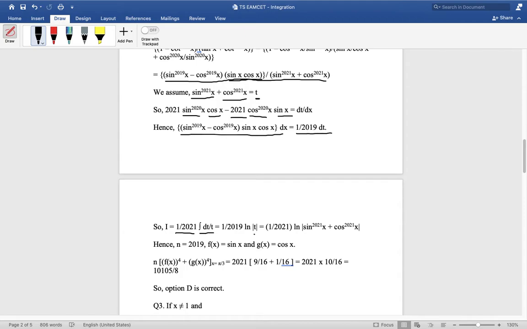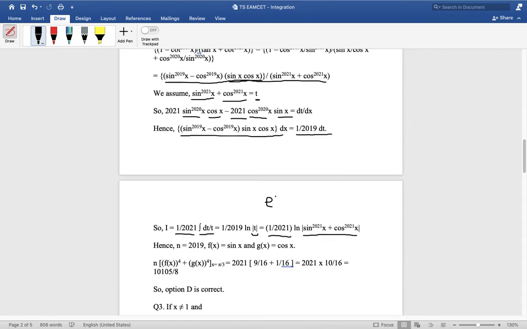When the base is e, you can write log as ln. And we use mod because logarithms are defined only for positive numbers. Otherwise, this becomes undefined or a complex number. So we get 1 by 2021 ln mod of t. Now what was t? Sine raised to the power 2021x plus cos raised to the power 2021x. So I have mentioned that over here.